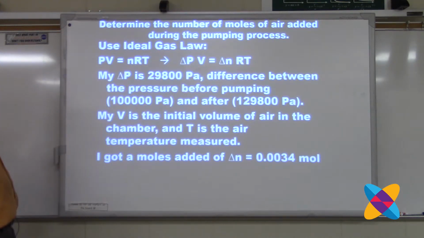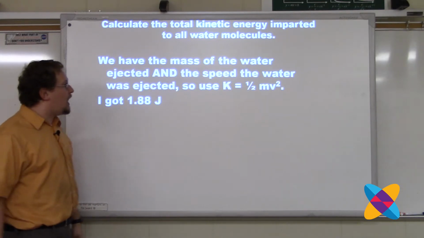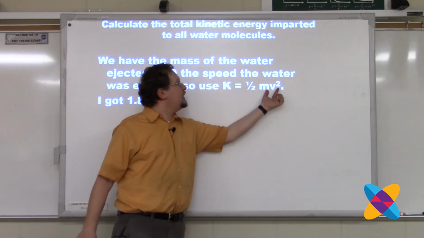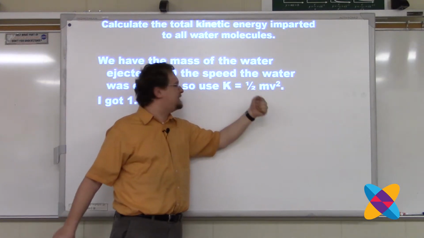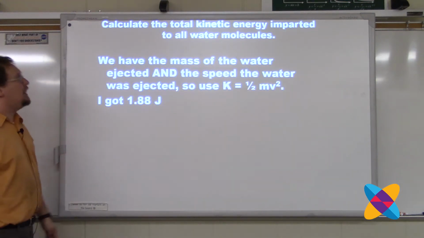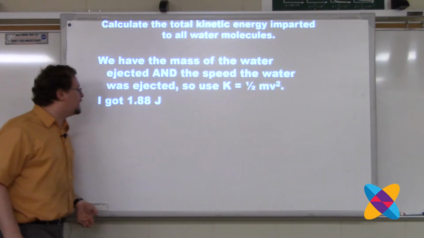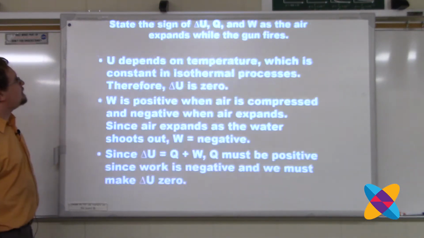Give you a chance to look at it. Part D. Part E. How do you find the total kinetic energy given to all the water molecules? 1/2 mv squared. You got the v of the water coming out. Let's just pretend like it's constant. And the mass of all the water that came out. Yeah, the water slows down a little bit as more comes out. Come on, really? This is an estimate.